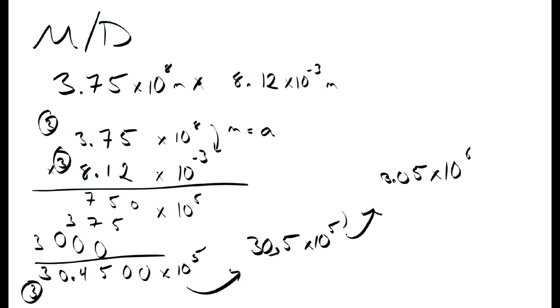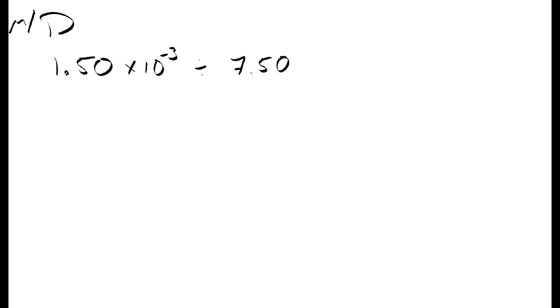Now, let's go ahead and show you an example of division. So here's division. 1.50 times 10 to the negative third divided by 7.50 times 10 to the negative fourth.